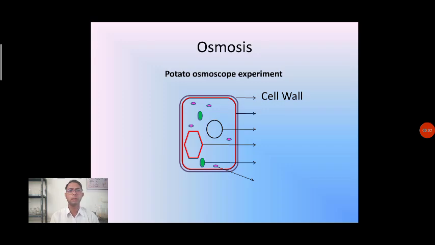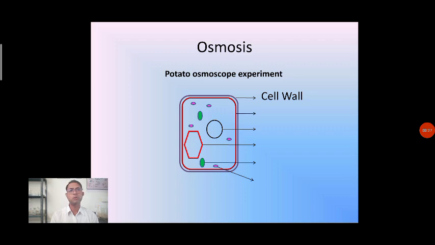So students, in the last lecture we started the process of transportation of different molecules, particularly talking about the water molecules in plants. In this regard we have gone through the process known as diffusion, and in today's lecture we are going to start the process known as osmosis.